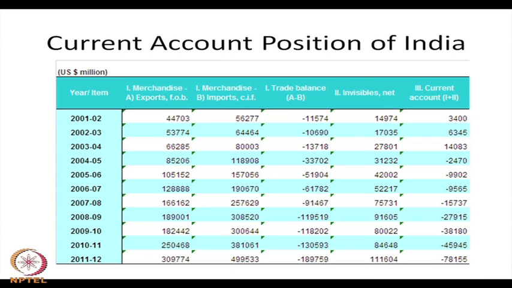rather than exports of raw material or non-traditional goods.